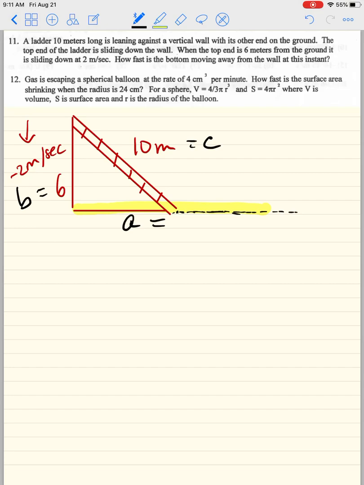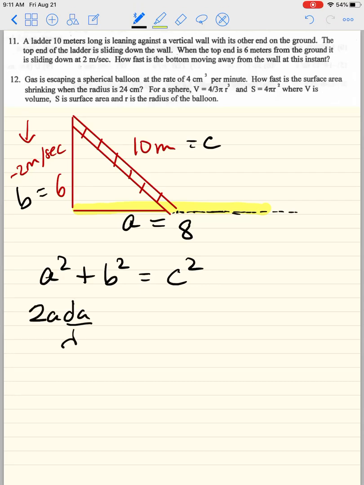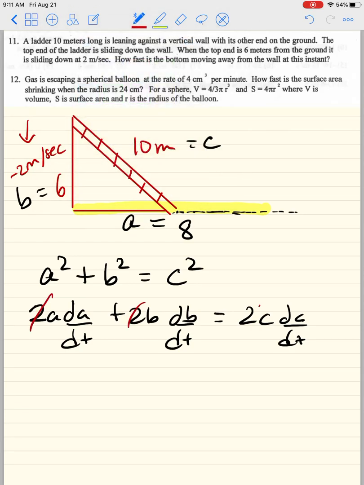I hope everybody remembers that A is going to be 8 because it's a 6, 8, 10 triangle. And if you don't remember that, you can use A squared plus B squared equals C squared, which is our formula. Excuse me, I'm going to take the derivative: 2A dA/dt plus 2B dB/dt equals 2C dC/dt. All my 2's cross off. Then A is 8, B is 6, and C is 10.